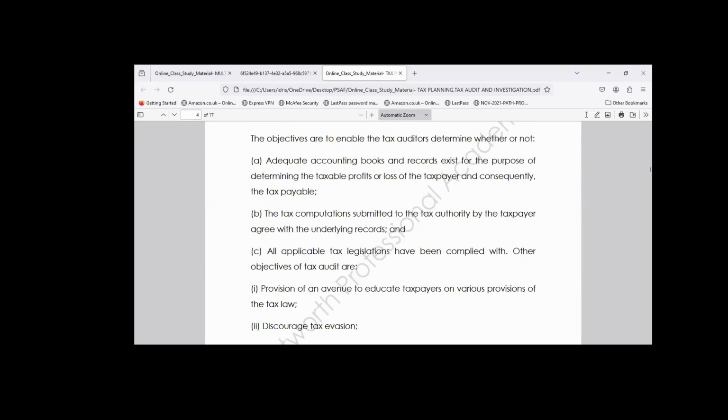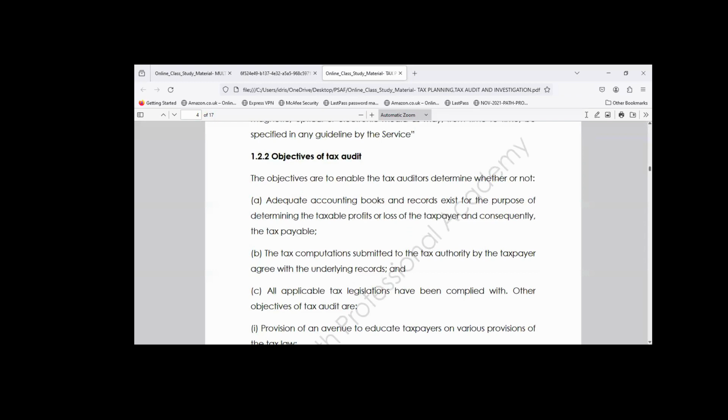Objectives of tax audits. Why do we do tax audits? What are the objectives of tax audits? Number one, adequate account books and records exist for the purpose of determining the taxable profit or loss of the taxpayer. That is one of the objectives of tax audits.